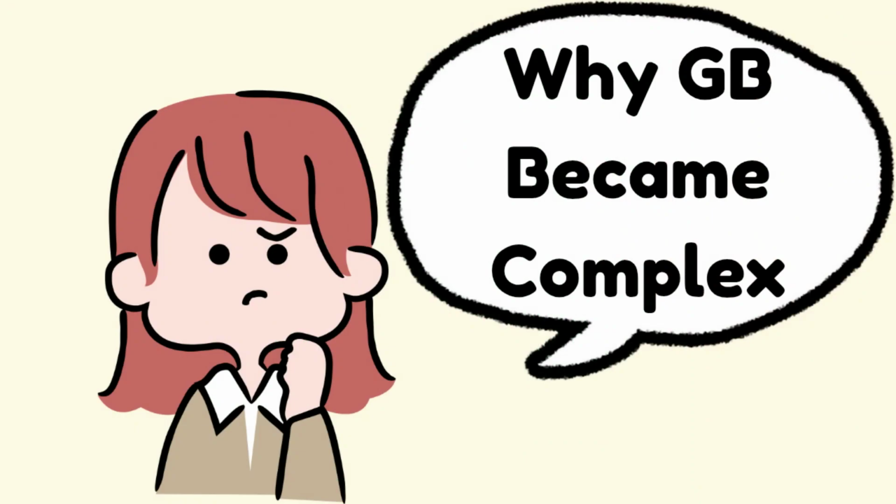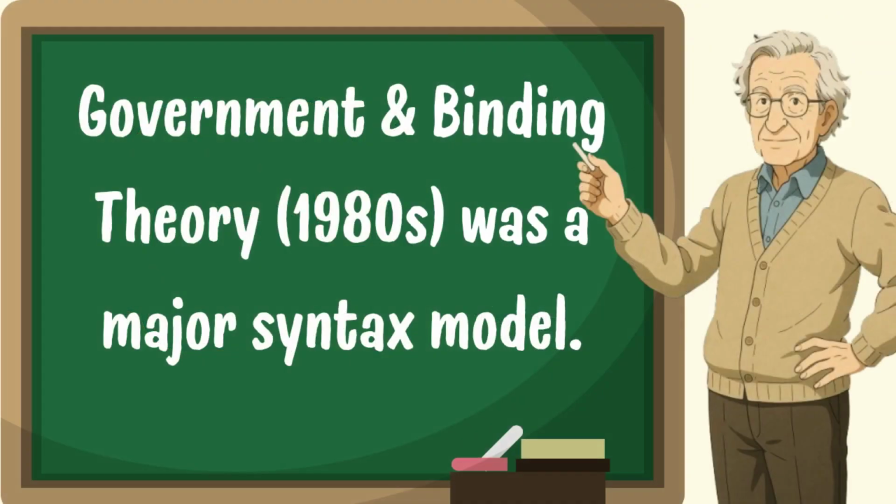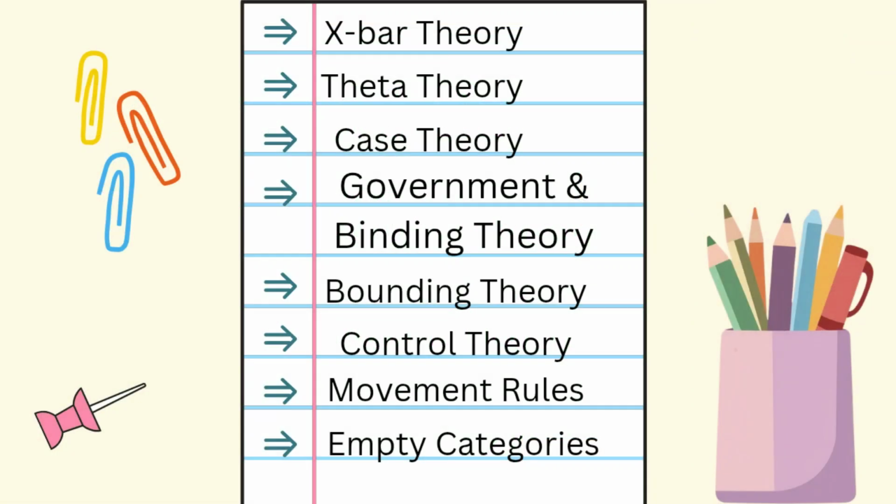First let's discuss why GB became complex. Before that we should know, what was GB? Government and binding theory, 1980s, was a major syntax model. It explained many sentence structures using modules such as X-bar theory, theta theory, case theory, government, binding theory, bounding theory, control theory, movement rules, empty categories. This was powerful, but over time it became heavy.